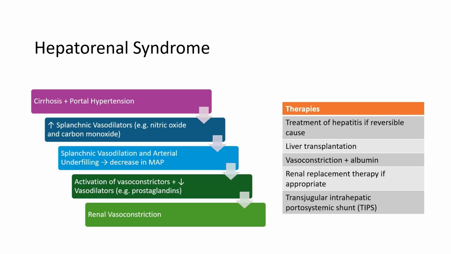Another potential therapy, which can work well for people who have recurrent ascites, is a TIPS procedure. And you just have to think about the risk of hepatic encephalopathy.